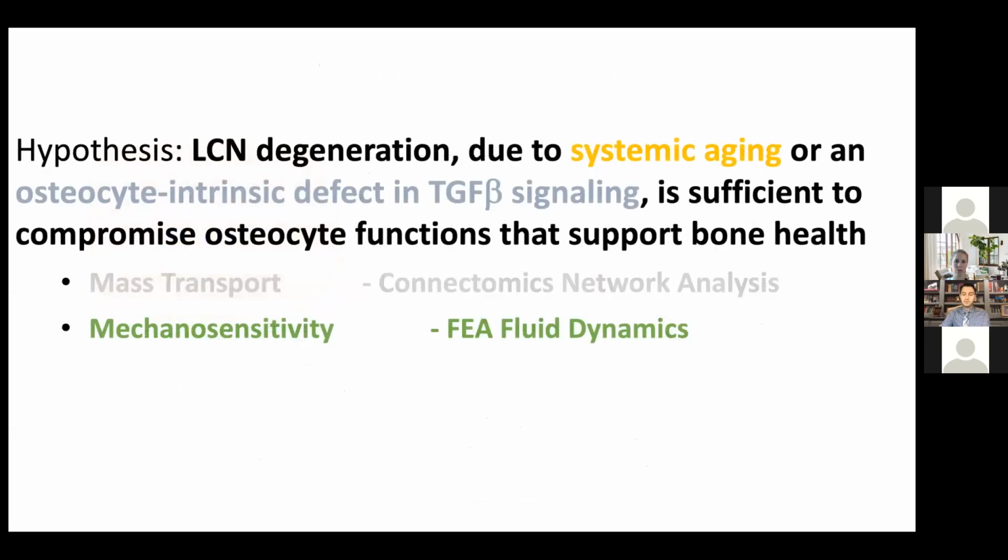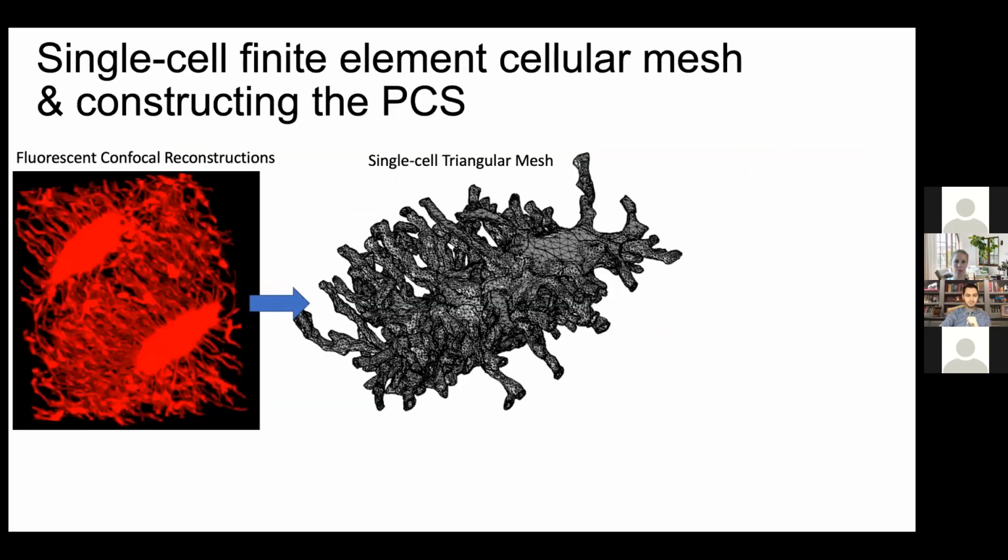So moving to our other tool, when we wanted to think about other aspects of osteocyte function, including mechanosensitivity, we'll use finite element analysis to ask these questions. So our first step is generating cellular meshes around our confocal images. And we were able to segment out single cells from our confocal analysis and build these triangular meshes, these stereotypical finite element meshes around our cells.